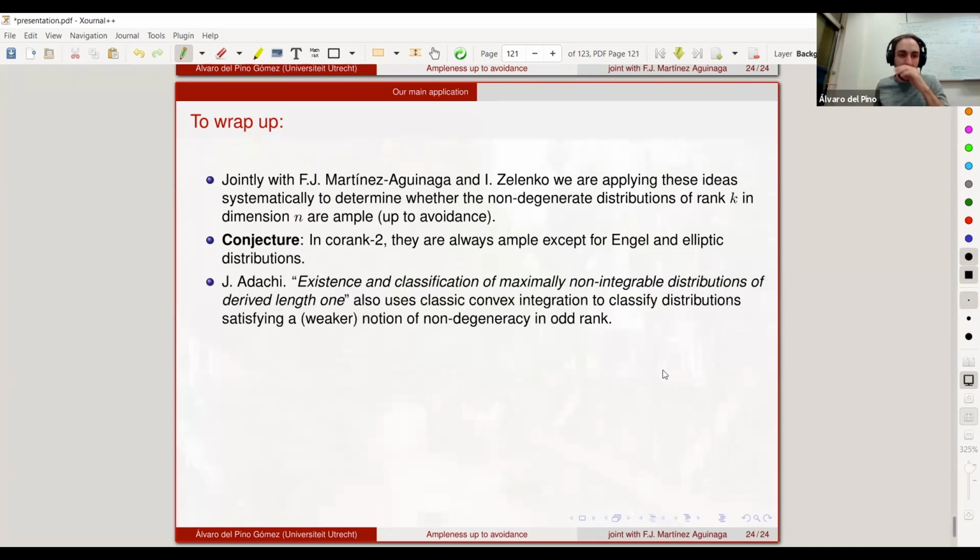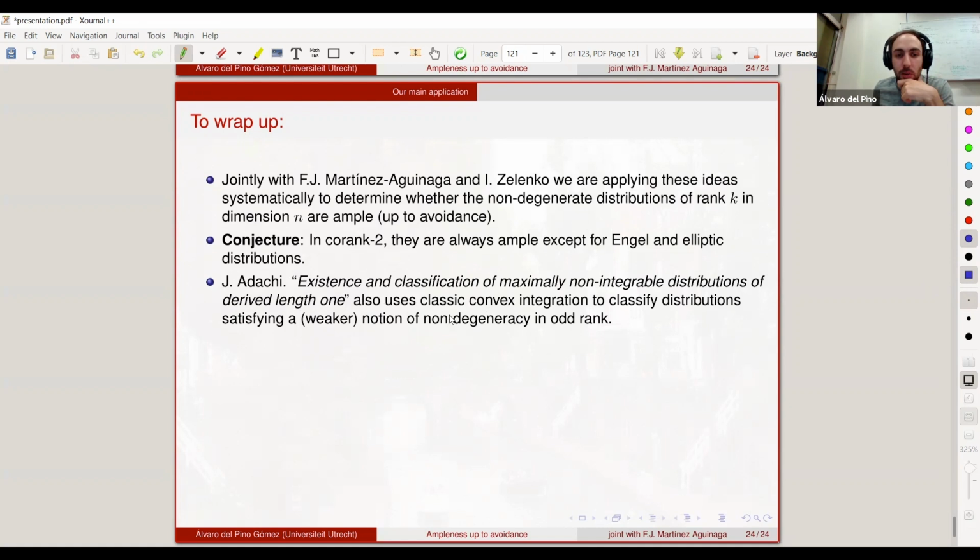And funnily enough, I had a heart attack yesterday morning. I woke up and went to the archive, half asleep still in bed, and I saw the following title: Existence and Classification of Maximally Non-Integrable Distributions of Derived Length 1. And I was like, oh my God, this is literally what we're doing. I opened the paper, and now I'm okay. But maybe don't read papers when you're half asleep.